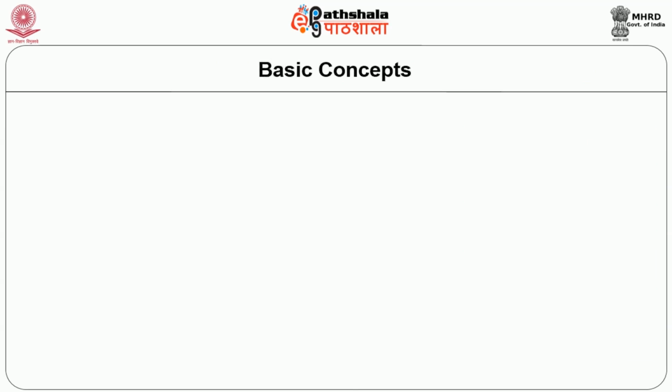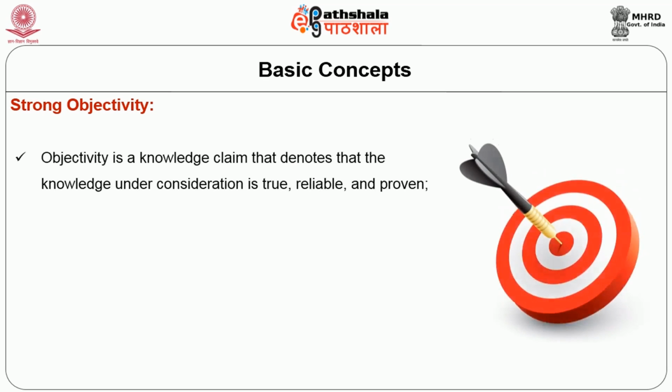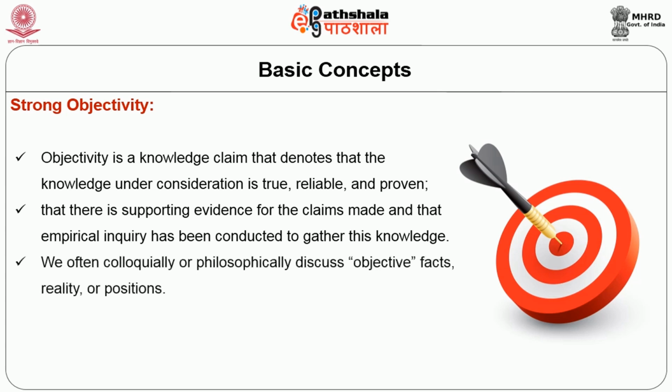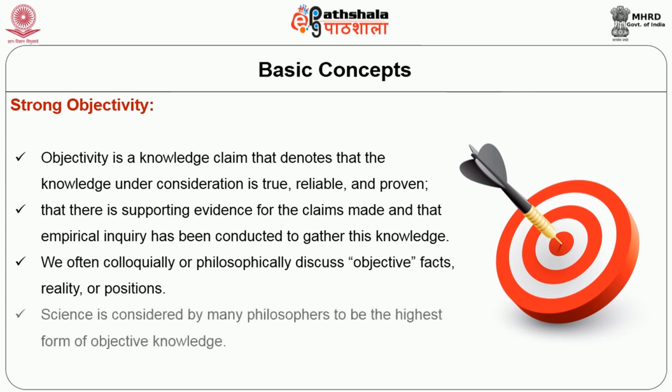Section 3, Basic Concepts. At this stage, we delineate certain basic concepts of standpoint theory. Strong objectivity. Objectivity is a knowledge claim that denotes that the knowledge under consideration is true, reliable, and proven, that there is supporting evidence for the claims made, and that empirical inquiry has been conducted to gather this knowledge. We often colloquially or philosophically discuss objective facts from reality or positions. Science is also considered by many philosophers to be the highest form of objective knowledge.